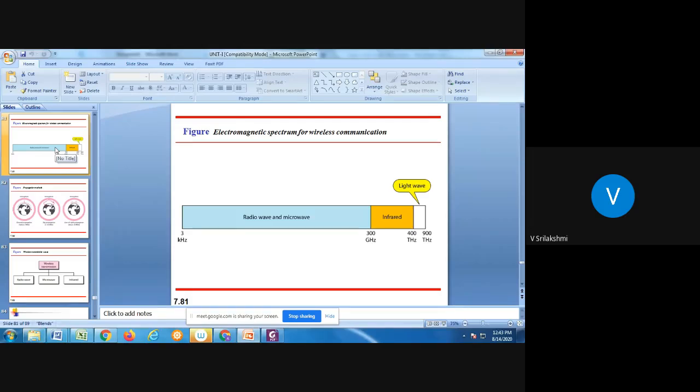Now, what is the difference between radio waves, microwaves, and infrared? Coming to infrared, if an obstacle exists between the source and the destination, then the rays cannot pass. Have you observed this or not? If an obstacle appears between your remote and the TV, will it operate? Hello?